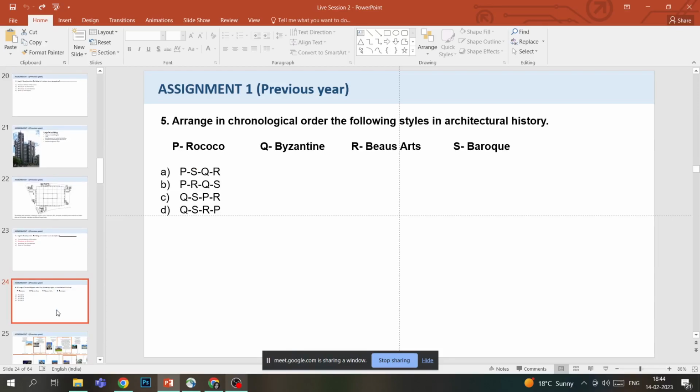Moving on to the next question. Arrange in chronological order the following styles in architectural history. I know it would be a little difficult to answer these types of questions, but of course they might come in your exam. So in order to be able to answer these questions, you will have to remember the order of these architectural eras, and I'm providing an image in this one.